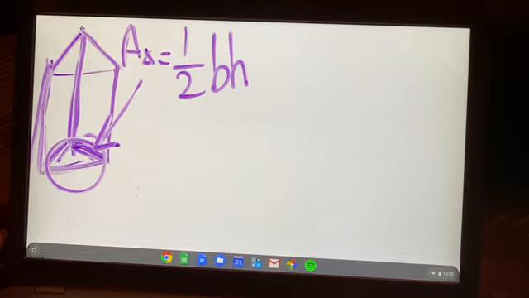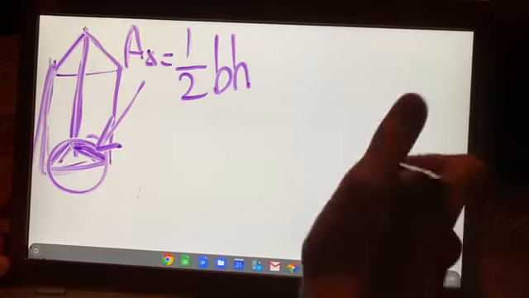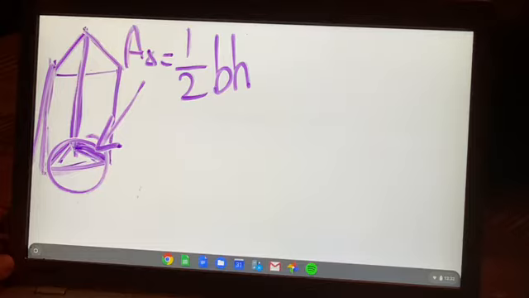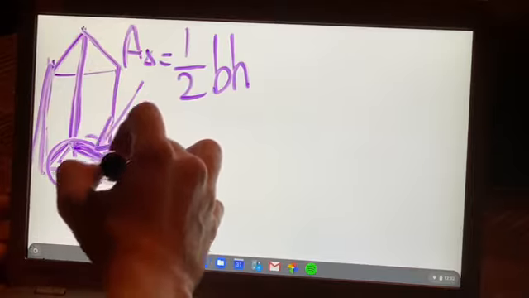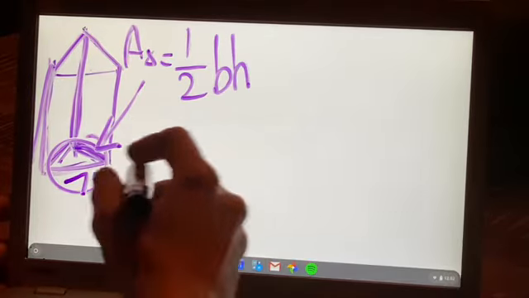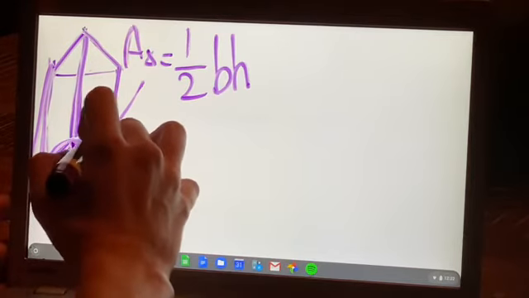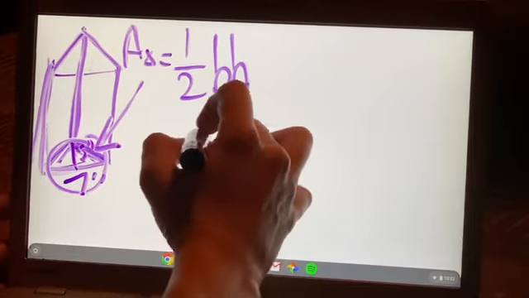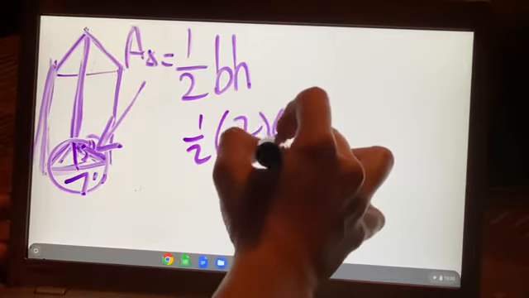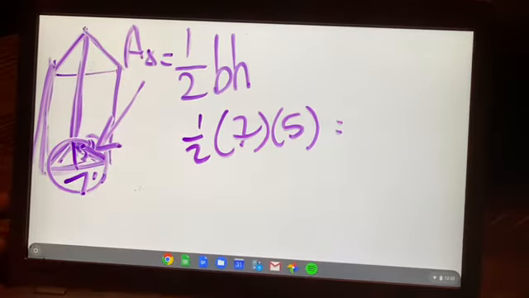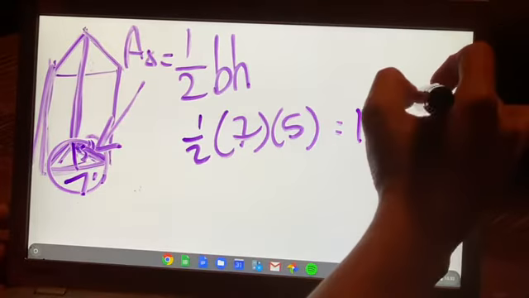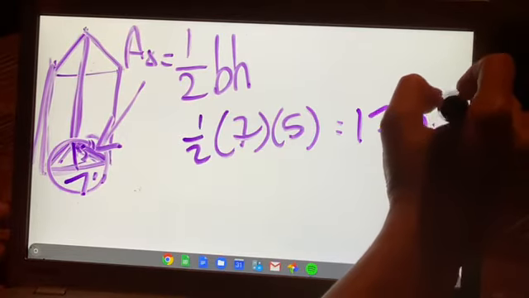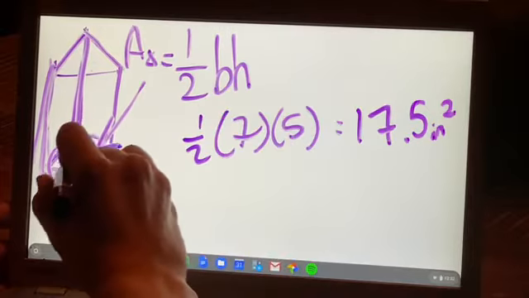Okay, so if we take our triangle, they tell you that the base of this triangle is 7 inches, and the height of it is 5 inches. So we're going to have 1/2 times 7 times 5. Okay, guys? So 1/2 times 7 times 5 comes out to 17.5 inches squared, because right now we're just doing the area of this piece.